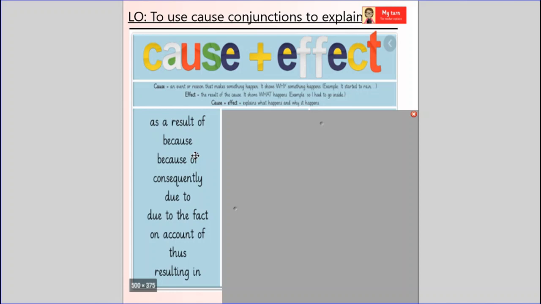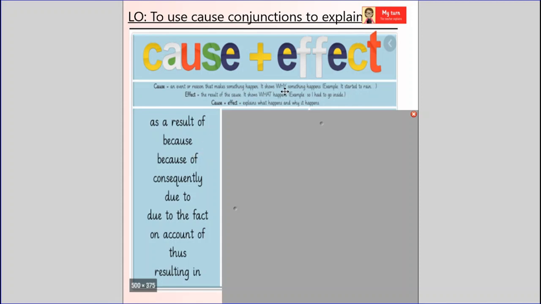And then if you ask yourself the question why did that happen? Why did she do this? Then the answer always starts with because, doesn't it? So because cause conjunctions explain the reasons why something has happened.